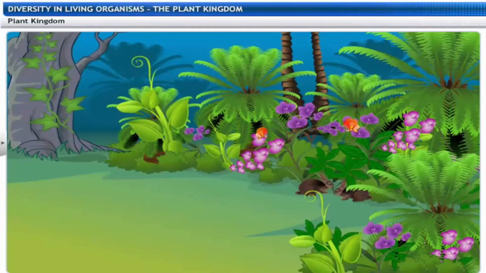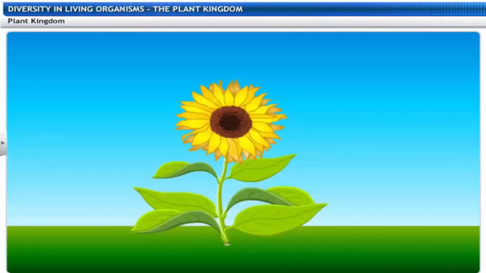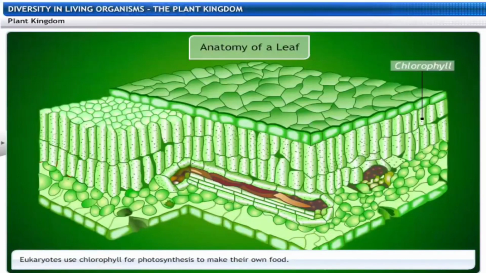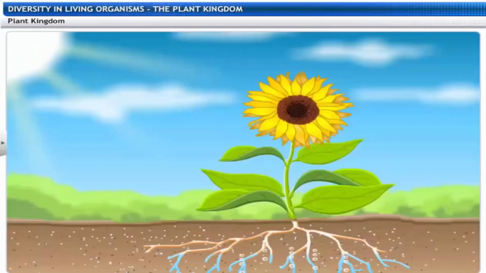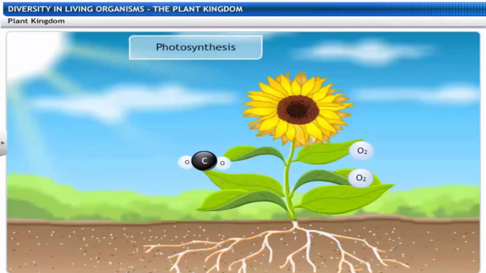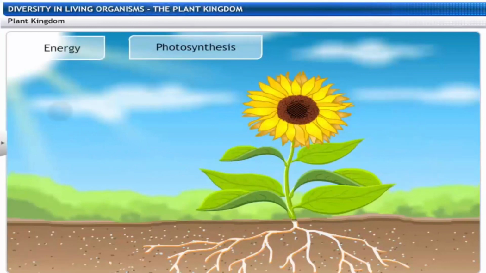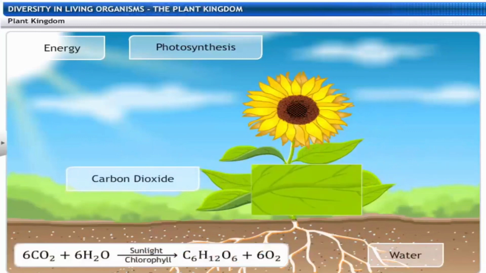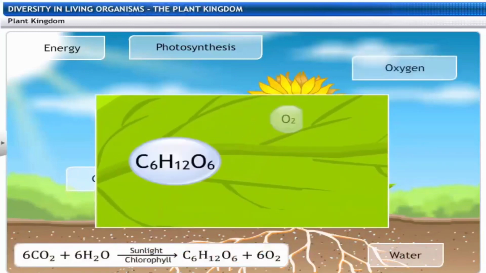Members of the plant kingdom are called Plantae. They are set apart from other organisms by two unique characteristics. They are all eukaryotes, and they use chlorophyll for photosynthesis to make their own food. Photosynthesis is the process by which plants use energy from the sun to convert water and carbon dioxide into sugar and release oxygen into the atmosphere.